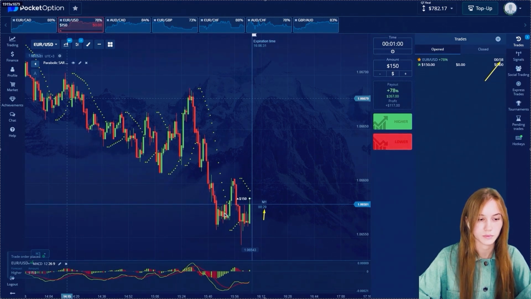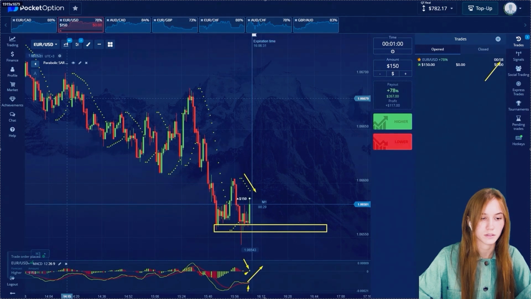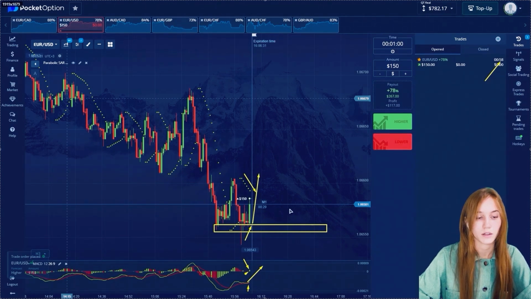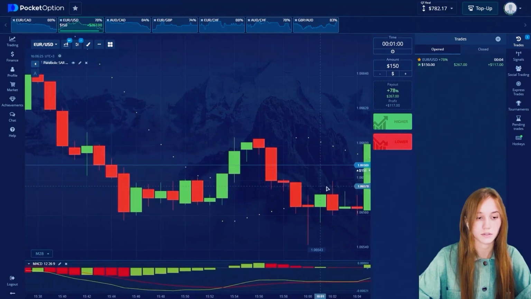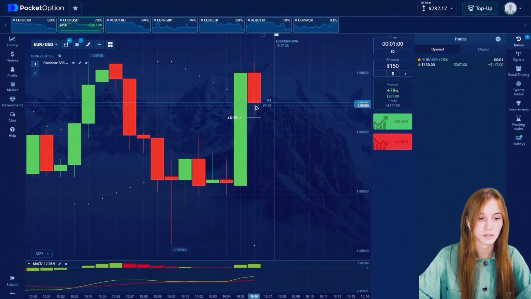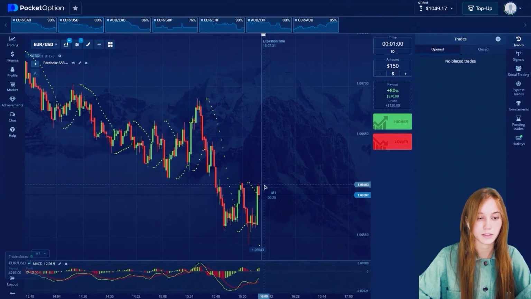I think the chart will go up. So let's see for our candles. By parabolic we see decreasing trend, but by MACD we see that the green line is going up and the red bar is lower. Also we see increasing trend. 4 seconds left. Zoom it. Yeah. Our deal goes into plus.